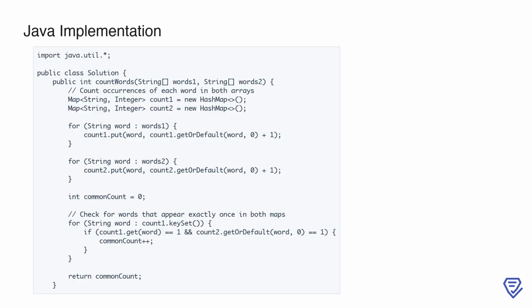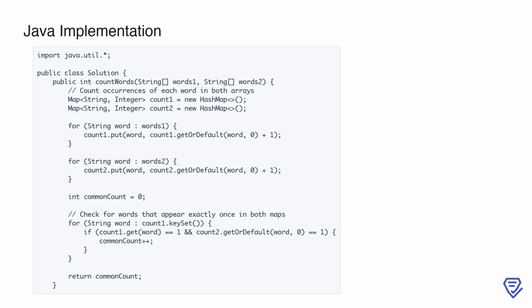To achieve this, we use two hash maps, count1 and count2, to store the frequency of each word in words1 and words2, respectively. The for loops populate these maps, and we use the getOrDefault method to handle cases where the word isn't already in the map, initializing its count to 0 before incrementing. This efficiently tracks the frequency of each word in both arrays.